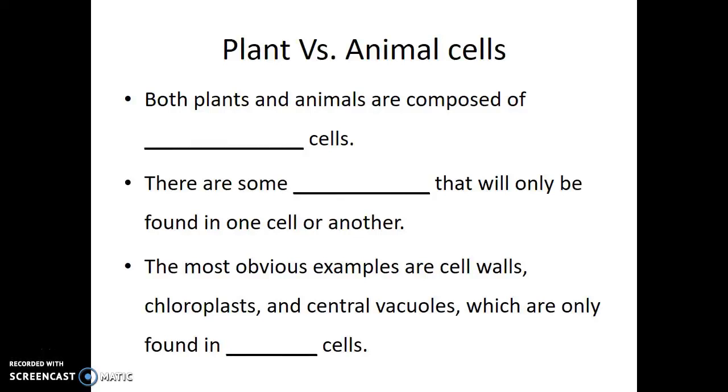While both plants and animals are made out of eukaryotic cells, and they have several of the same organelles, there are some organelles that will only be found in one group of cells versus another. The most obvious examples of these are cell walls, chloroplasts, and central vacuoles, which are only found in plant cells.